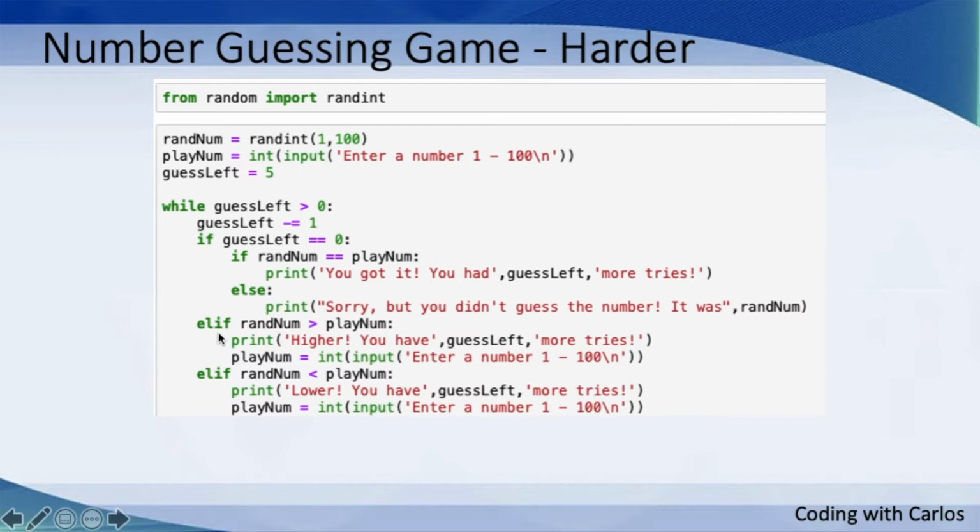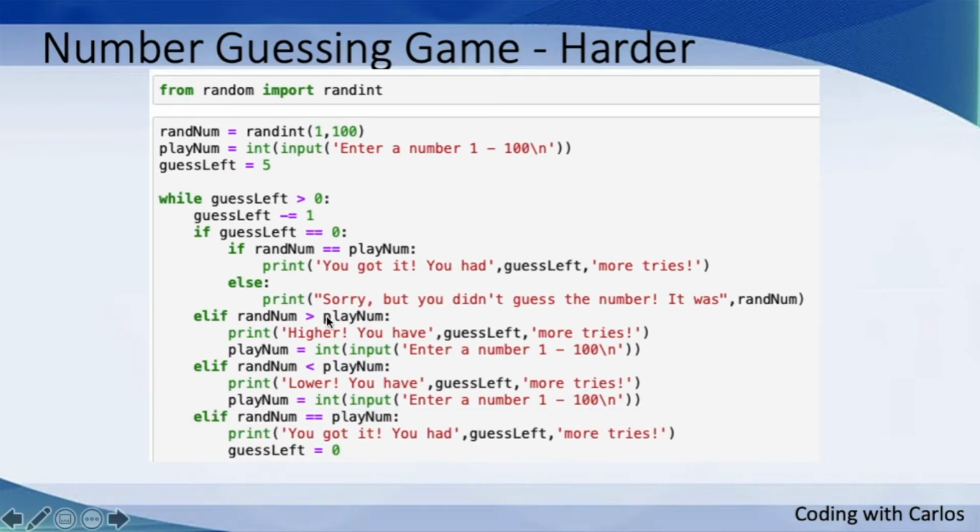Elif is short for else if. It just means another if check. If the random number is higher than the play number, then we're going to tell them higher, you have this many more tries, and give them another input. Again, we need to make sure that that gets changed into an integer. Otherwise, we won't be able to do any greater than, less than, or equal to checks. And then conversely, if it's lower, you have this many more tries left.